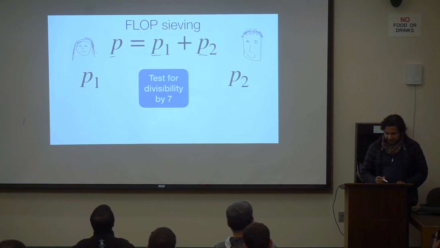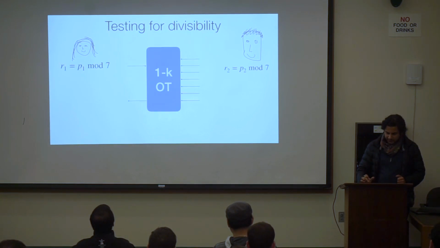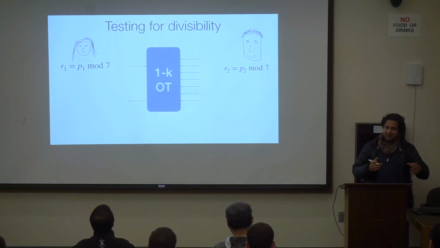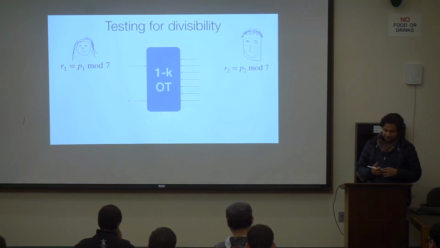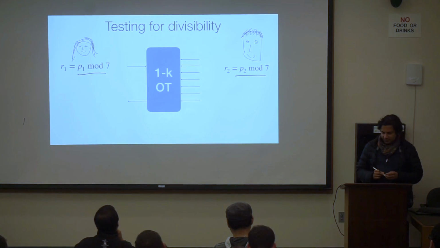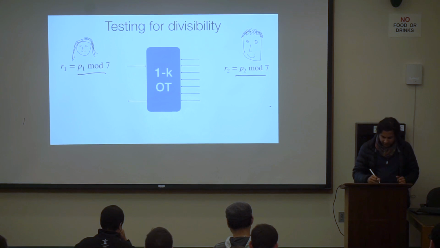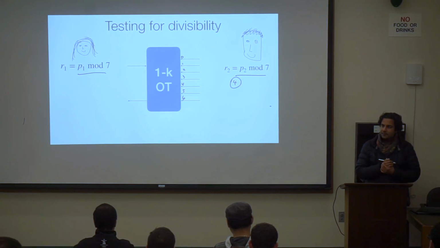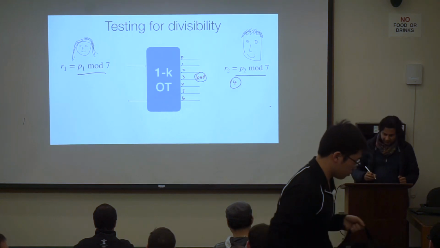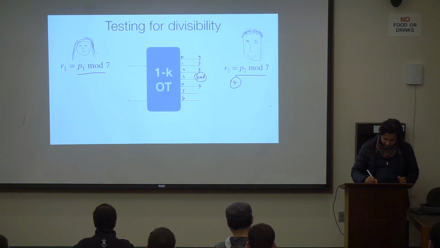So P is basically P1 plus P2, and let's say we want to check divisibility by 7. What they also use, and the magic sauce of making these things efficient, is to try to use OT extension when you can because of AES. And so Alice is going to compute her residue mod 7. Bob is going to pick his residue mod 7. And Bob is going to know here, let's call these inputs 0, 1, 2, 3, 4, 5, and 6. So let's just say Bob's residue was 4. Okay? So Bob would know that if Alice's residue was 3, that would be bad. So he's going to put a bad string there, and he's going to put good strings everywhere else.